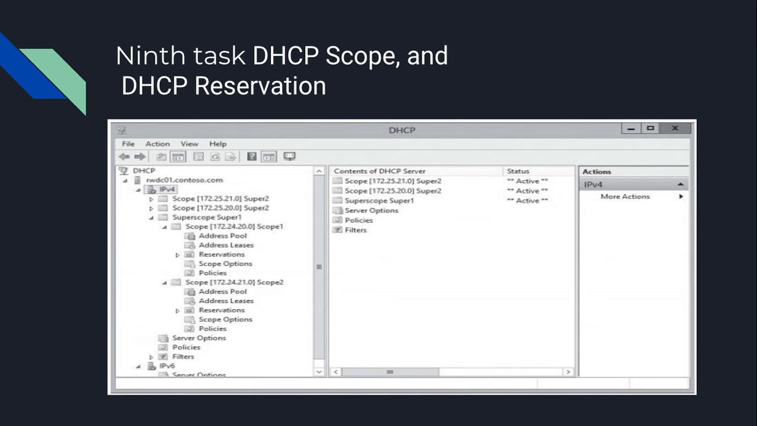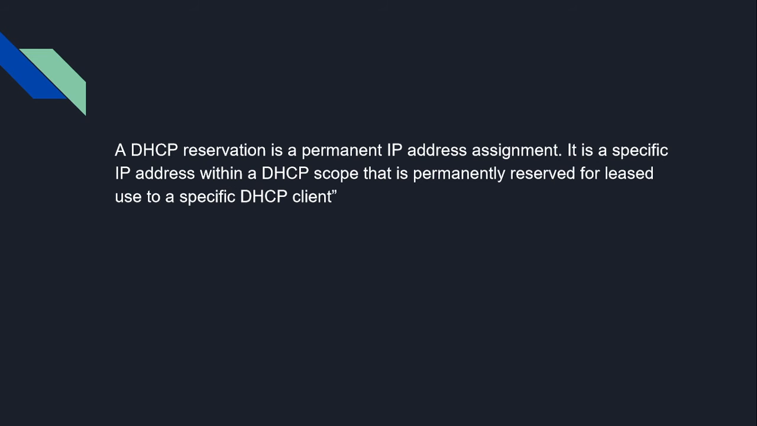So the ninth task that we did is DHCP scope and DHCP reservation. A DHCP reservation is a permanent IP address assignment. It is a specific IP address within a DHCP scope that is permanently reserved for a specific DHCP client.